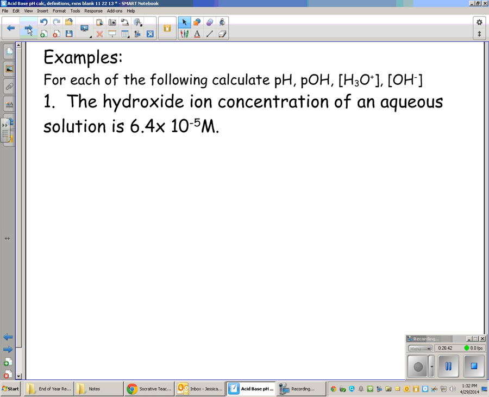Alright, for the following, and this, remind me, hold on one second. Is this on your paper? Oh no, this is not. You can do this on paper. These are going to be examples you're going to refer back to.